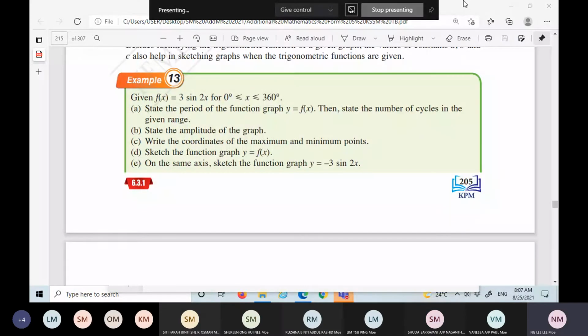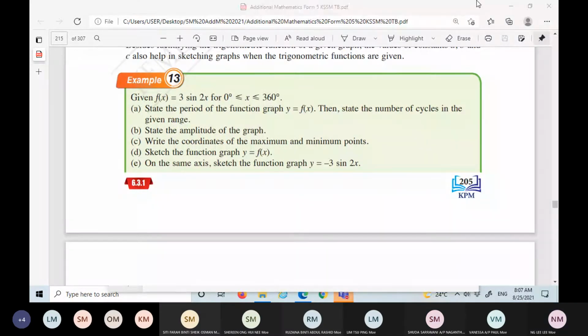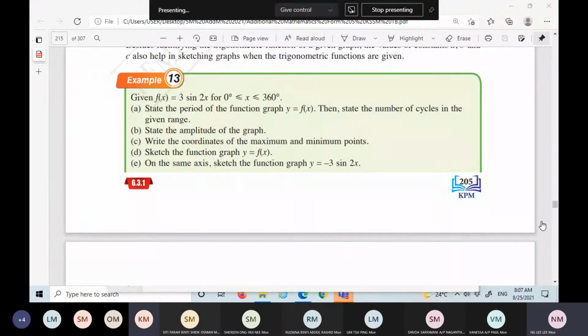Kritika, how are you? Hi, I'm fine. Okay, can you see my textbook? Yes, I can see. Okay, good.